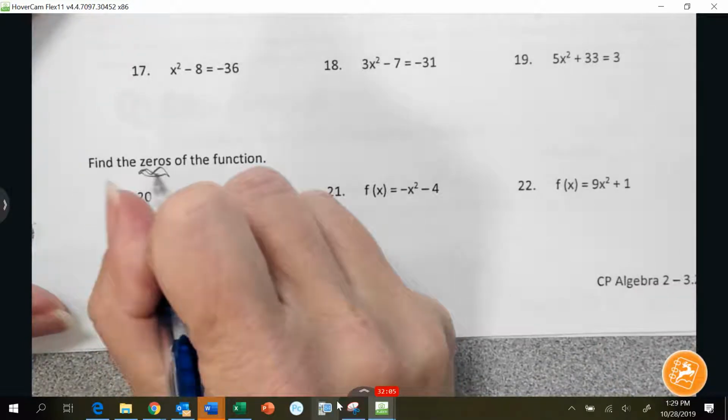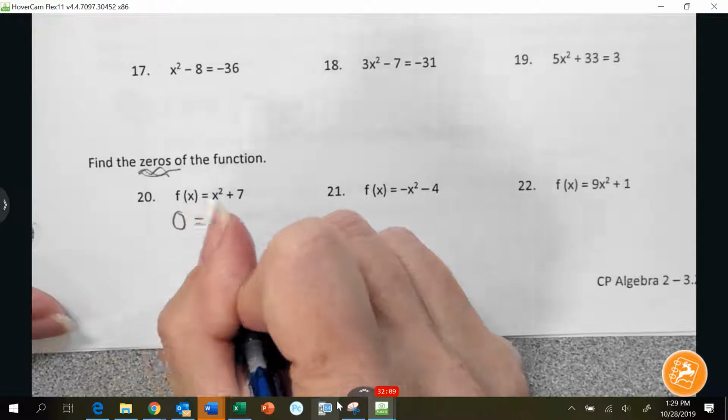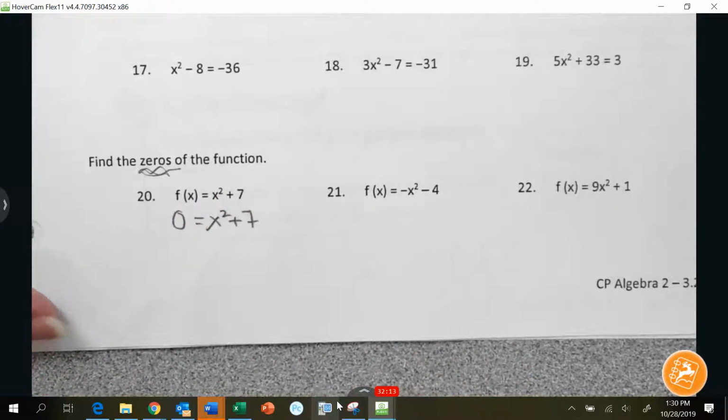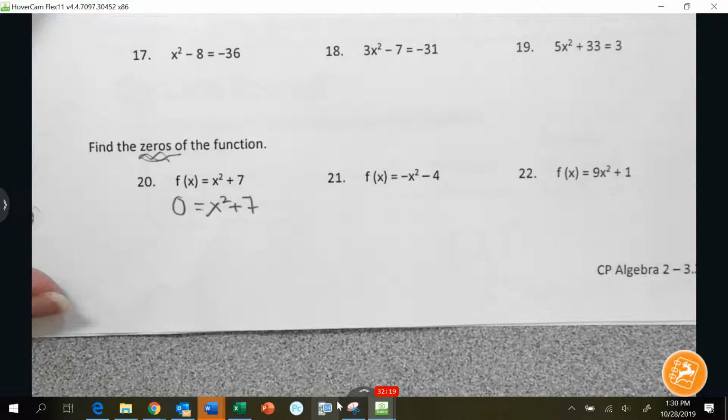Find the zeros. What'd you say? Make f of x 0. We say 0 equals x squared plus 7. What can we do, Bryce? What can we do to solve it? We can do that, but I don't think it's going to give us an answer. I'm on number 20.